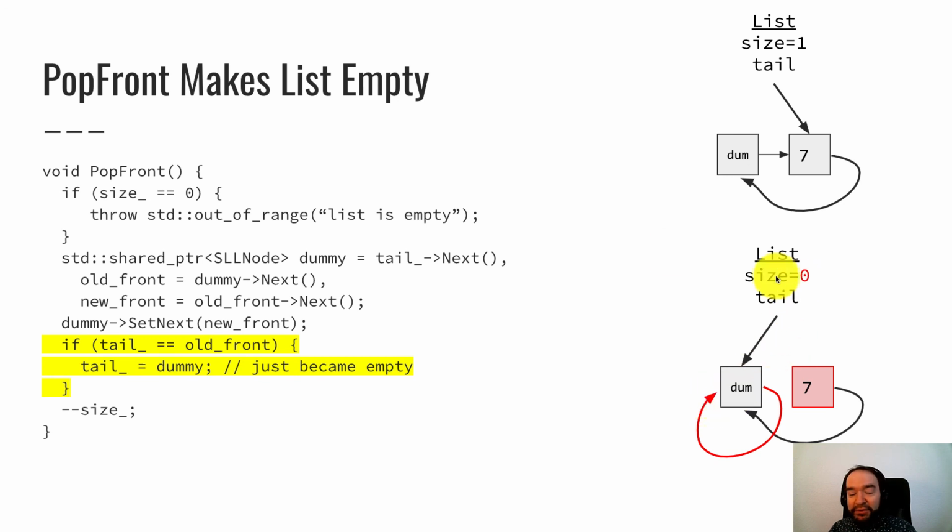And then if we didn't have the if statement, tail would be pointing at this 7 node, which is kind of obsolete. It needs to go away. So if the tail is equal to the old front, then we set tail equal to dummy, and that fixes that problem. Now tail points at the dummy node.